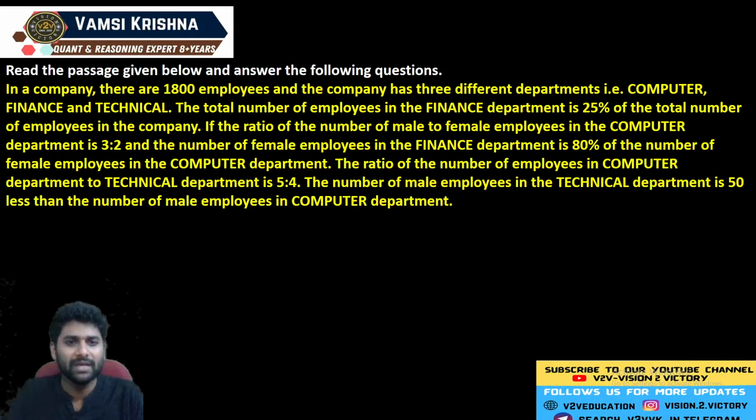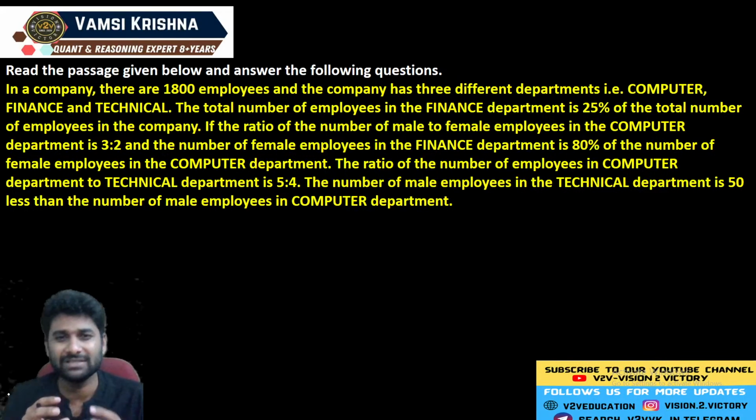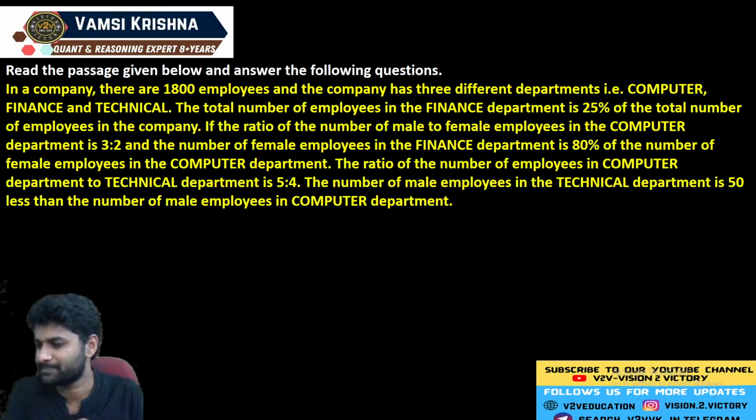Now see, here the first set is related to caselet questions. Caselet means the information is available in theoretical form. So read that information, identify the data, and make it as a label.